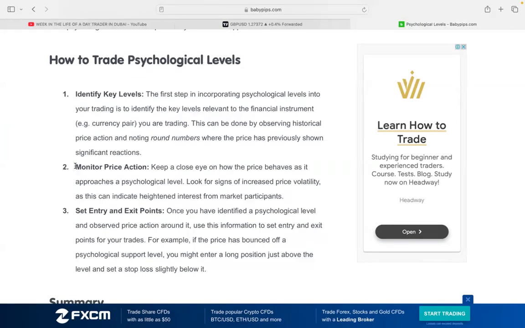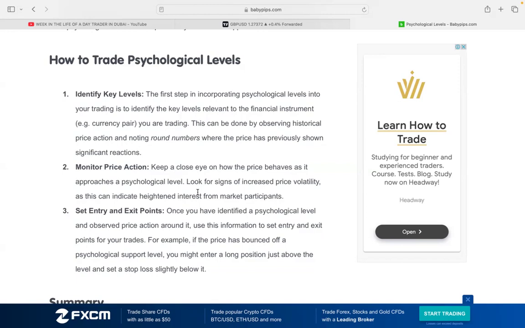Number two is that you monitor price action. Keep a close eye on how the price behaves as it approaches a psychological level point. So now when you're using psychological levels, you have to pay attention. This is why practicing comes into picture. You have to see it work over time.